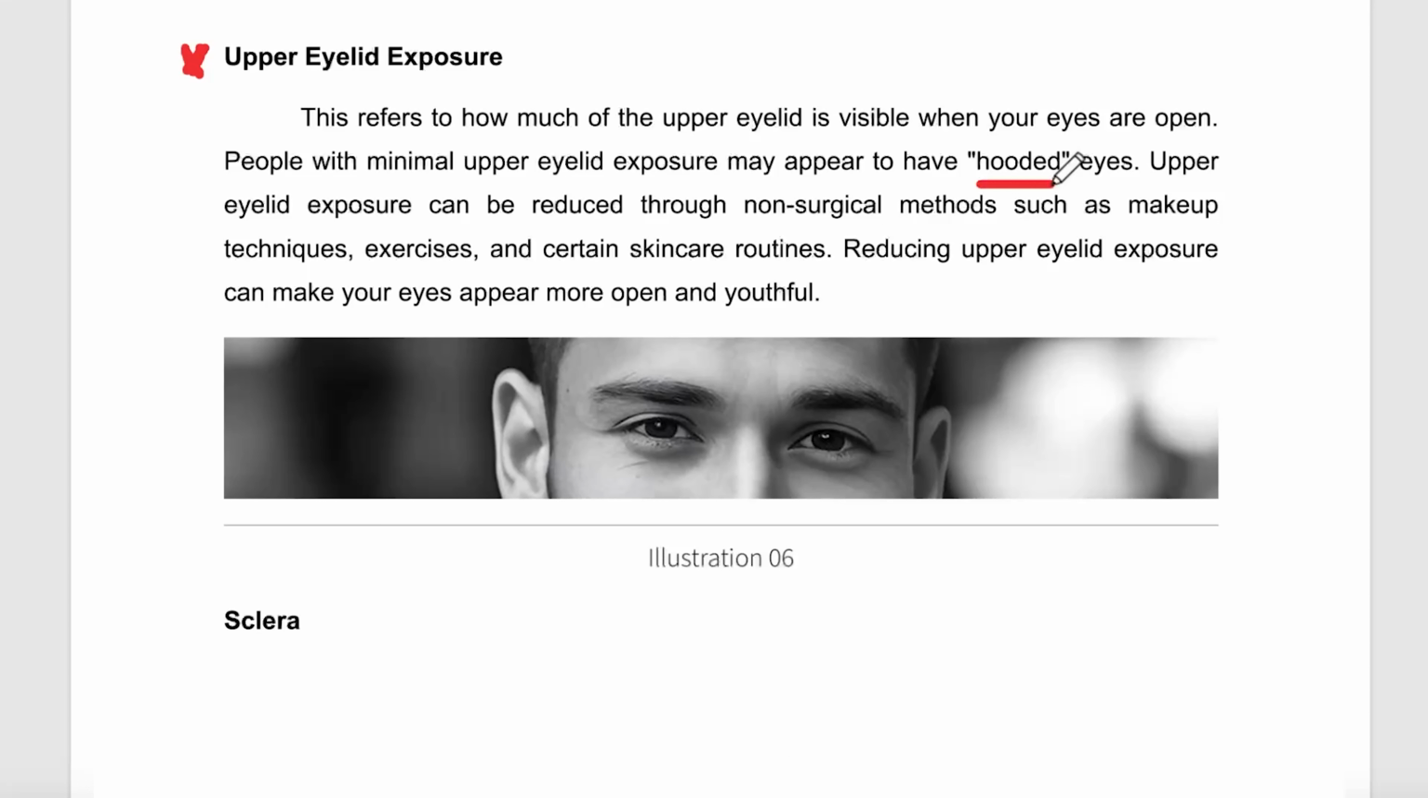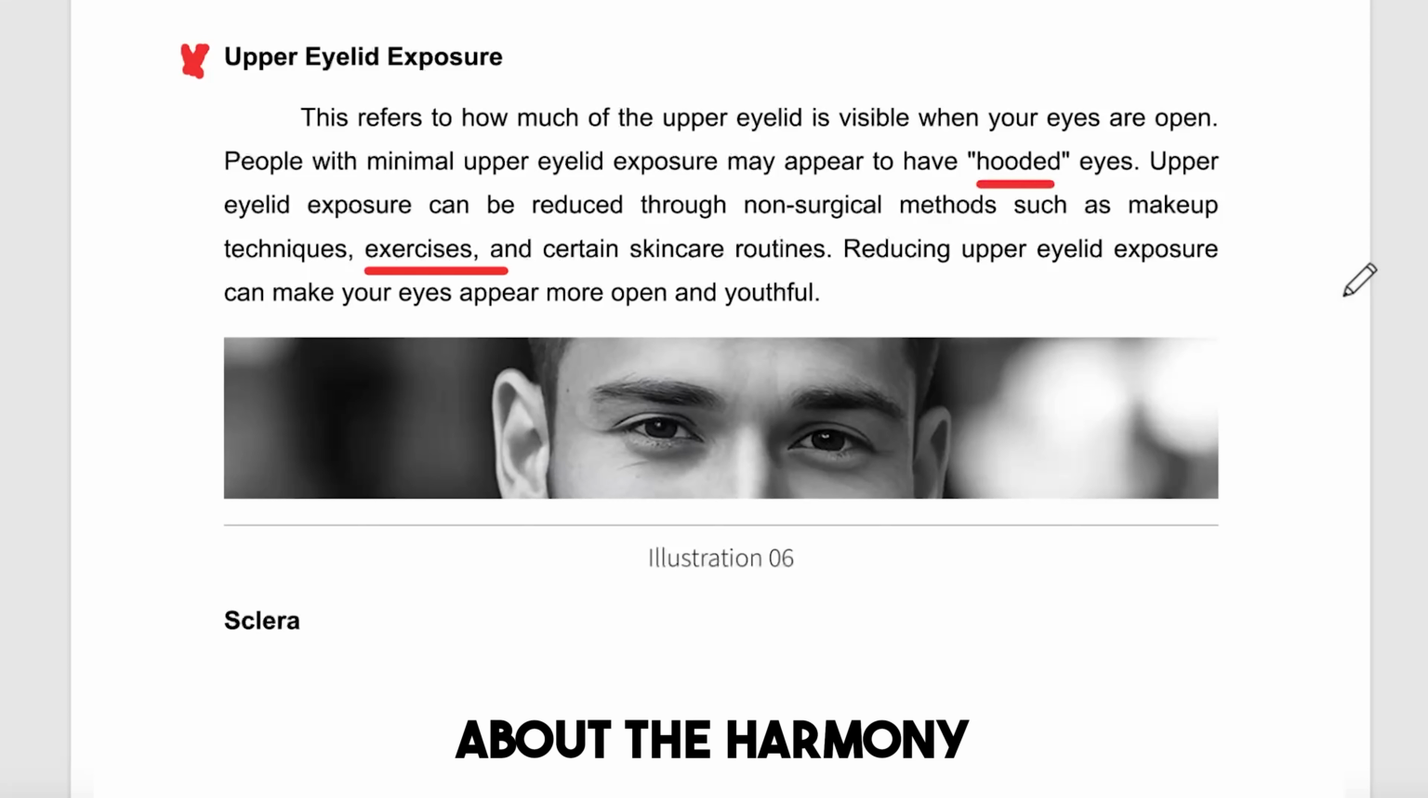Upper eyelid exposure can be reduced through non-surgical methods such as makeup techniques, exercises even, and certain skincare routines. Reducing upper eyelid exposure can make your eyes appear more open and youthful, but understand that even if you have this exposure, it's not the end of the world, right? It's all about the harmony of your face. So if you look better with this exposure, which the correlation is unlikely, you're still set, all right?